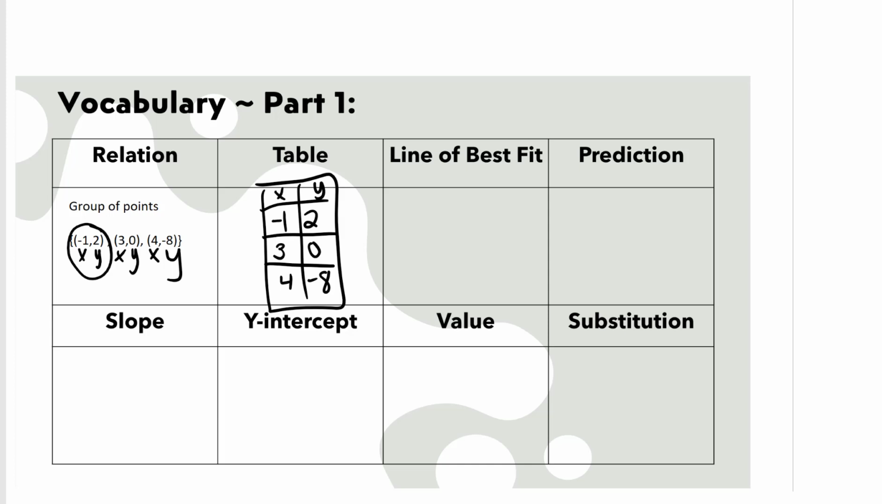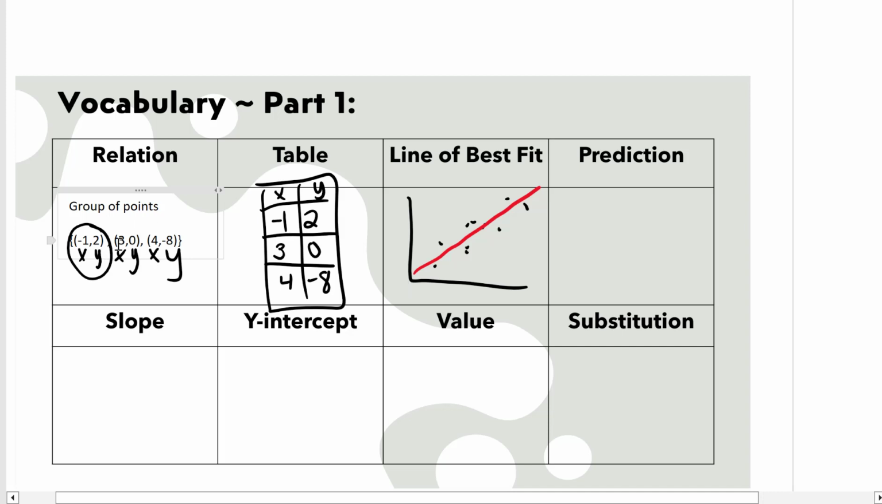Line of best fit is when you have a graph, you have points, and you draw a line through the middle of the points. So, aquí en español, una relación es cuando tienes un grupo de puntos, so aquí tenemos 3 puntos. En la tabla, tú puedes representar una relación. So aquí, tú puedes escribir los 3 puntos en la tabla. El primer número siempre es X, el segundo número siempre es Y.